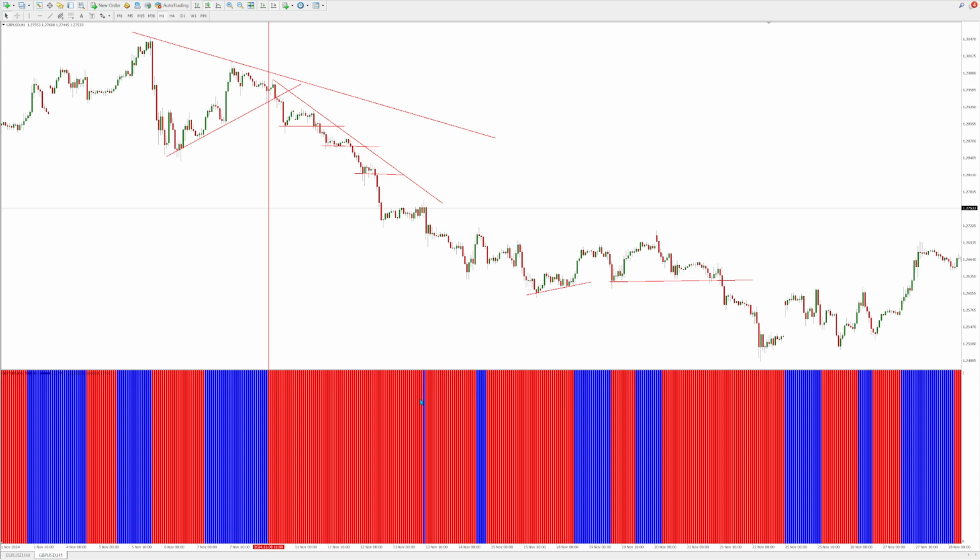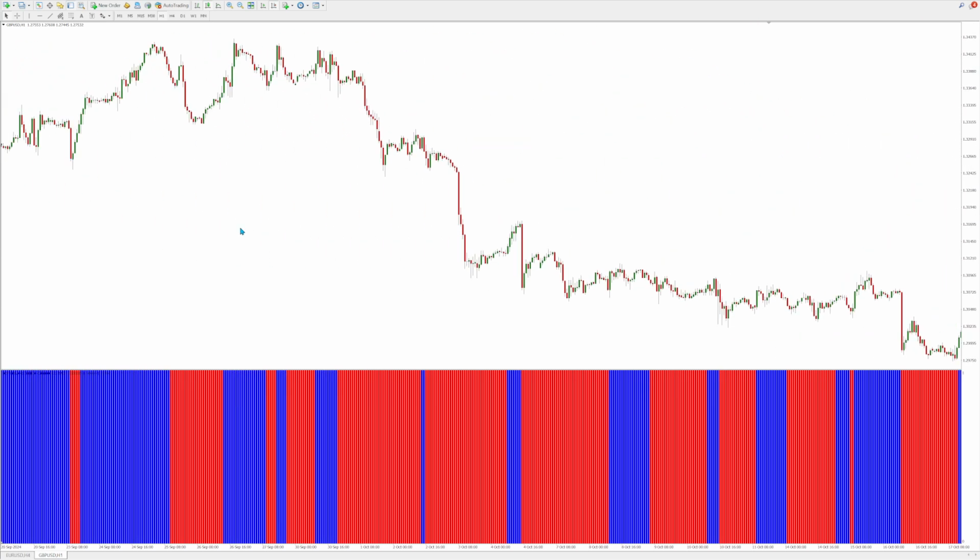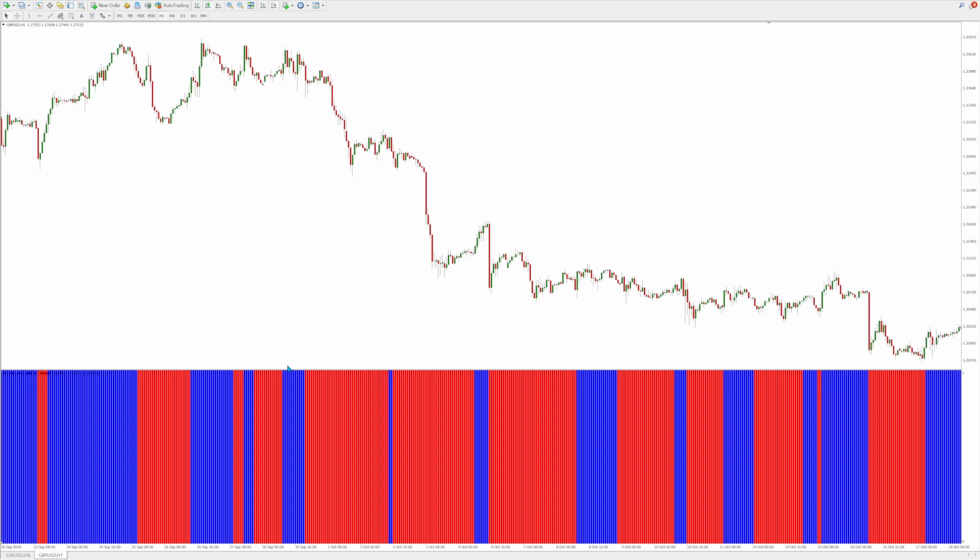Okay, as I said, I'm not taking entries every time the indicator changes color. I'm only going to use it as a filter for trend direction, which, to be honest, you can just do with some simple trend lines yourself, regardless. And the more you see this red, the stronger the trend is.